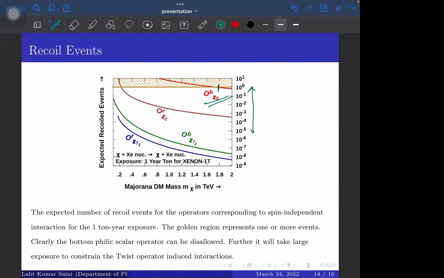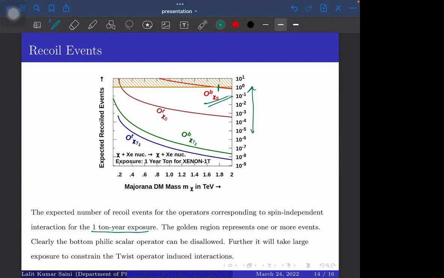So if I increase the exposure from 1 ton year to 10 ton year, that is not enough. I need several years with a large amount of xenon to exclude this operator. So these cannot be excluded by these. These are still allowed for a long time.